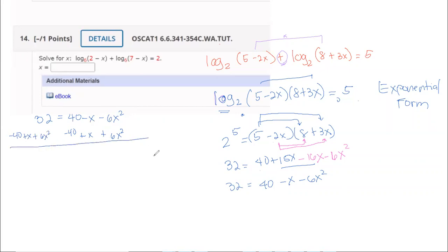And the reason is that I just want my right side to be 0. So that means this will be gone, that will be gone, that will be gone. I'm going to put the equal sign here, that's 0. Okay, so now you have 6x squared plus x, 6x squared plus x, and then negative 40 plus 32, that's minus 8. All right?